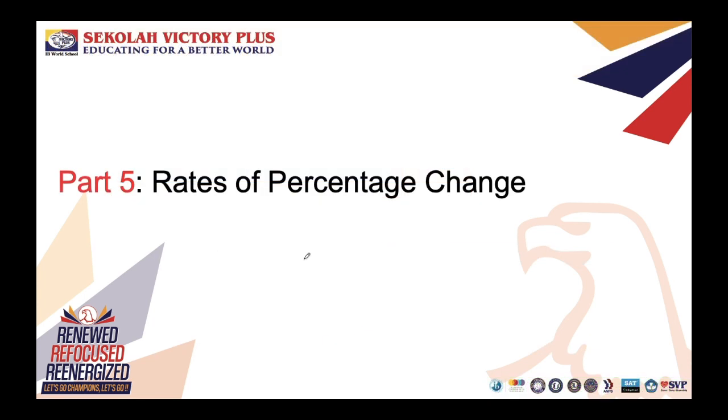This time, we now go to the last portion, which is finding the rate of percentage change. If you recall, it is the same as the second video I've sent, which is finding the rate of percentage. So the process is the same. All you have to do here is to know whether the change is an increase or a decrease, so that you would know whether it's a percentage increase or a percentage decrease.